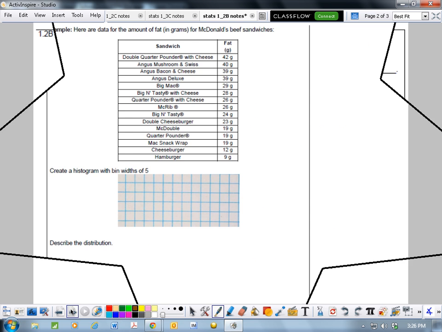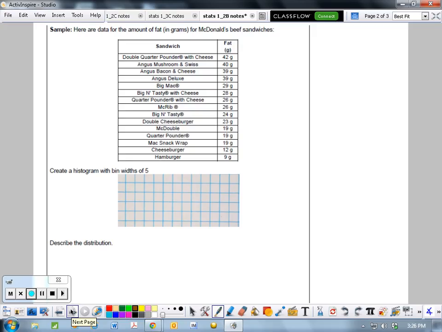Okay, so we're going to go ahead and actually create a histogram. We have fat grams for McDonald's beef sandwiches listed all out in order to make life a little bit easier. And we're going to create a histogram with bin widths of 5. We get a choice on our starting values. We could start at our lowest one, which is 9, or we could pick something that's a little bit easier to work with, like 5. So I'm going to start with 5 because it seems like an easier number to work with. And then my bins will go by 5s.